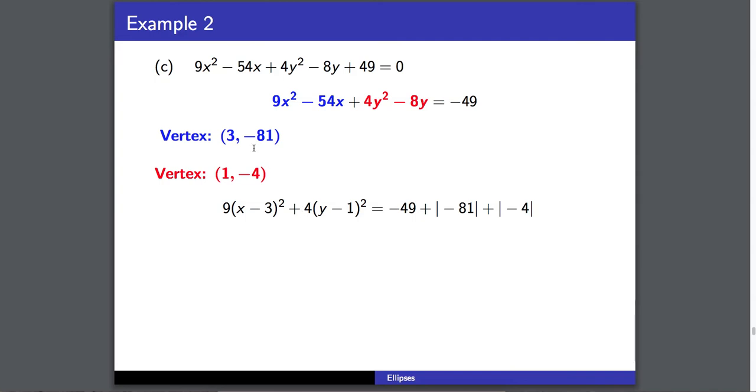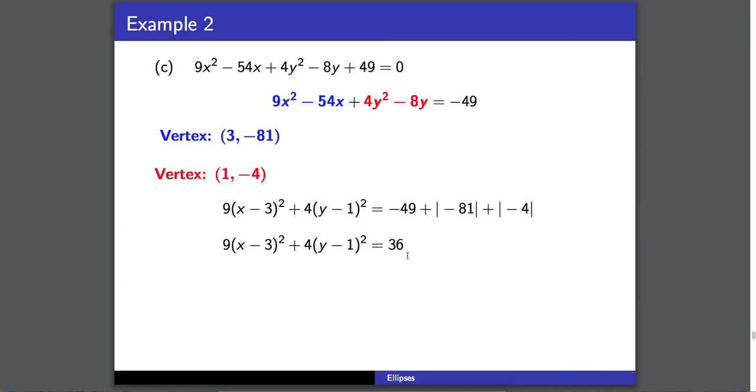And then we're going to add in the absolute values of the y coordinates to this negative 49. So we have our negative 49 again, plus the absolute value of negative 81, plus the absolute value of negative 4. Or you just drop the negative signs and you don't have to do absolute value. But in any event, when we simplify the right-hand side, we get 36. So we have 9 times x minus 3 in parentheses squared, plus 4 times y minus 1 in parentheses squared equals 36.